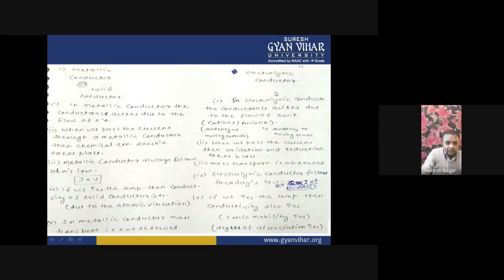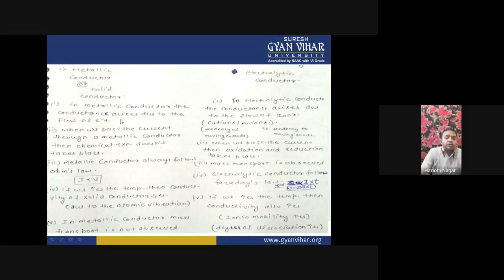Actually, electrolytic conductors are the aqueous conductors, or we can say these conduct electricity in the liquid medium or the aqueous medium, or in the molten state also. Molten state is just like a plasma state. The first property of the metallic conductor is that in metallic conductors, the conductance arises due to the flow of electrons, in the solid devices.